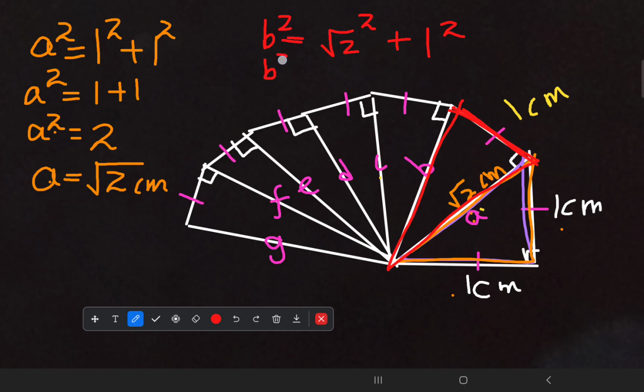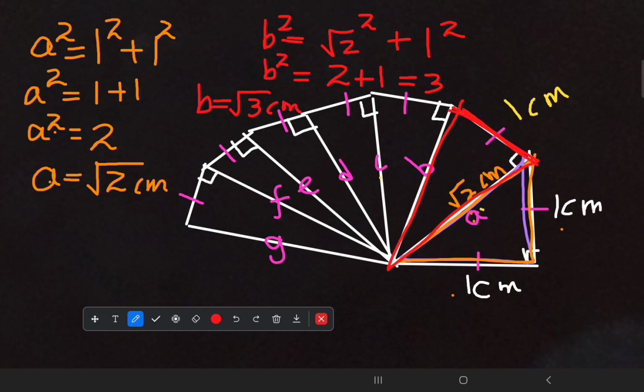So, B square equals, I already explained how to find this. For particular numbers, the square root squared should be the exact same number. So, that's going to be 2 plus 1 squared, which is 1. Here we found B square as 3. B square equals 3. That's not our question. You have to find the singular value. That means B equals square root of 3 centimeters. That's all. It's very easy.